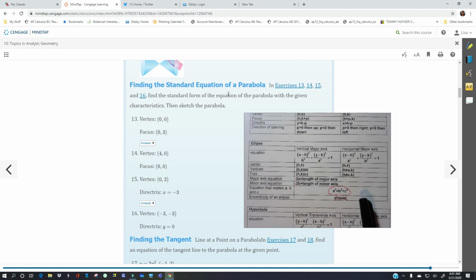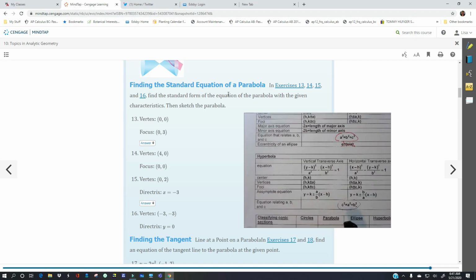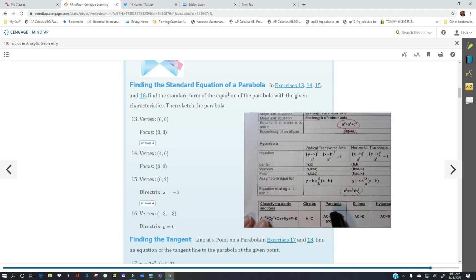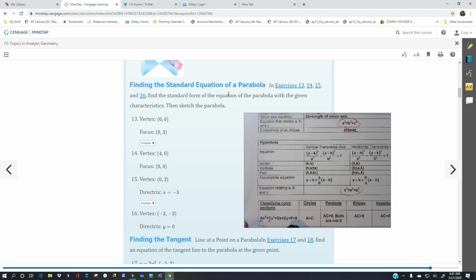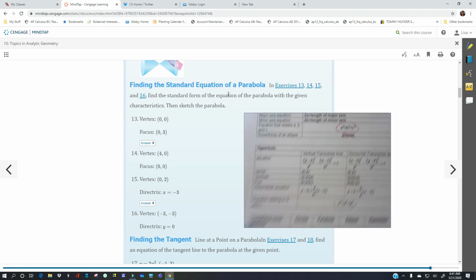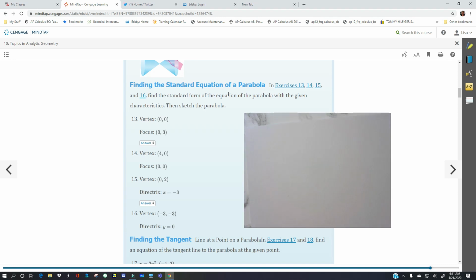And then don't forget that there's a difference between your so-called Pythagorean theorem for the ellipse and the one for the hyperbola. And then finally the classifying, right? So this is the general form down here, and based on some characteristics you can tell whether you've got a circle, a parabola, ellipse, or hyperbola. Okay, so let's just start with the parabola, and I'll do some of the evens here.